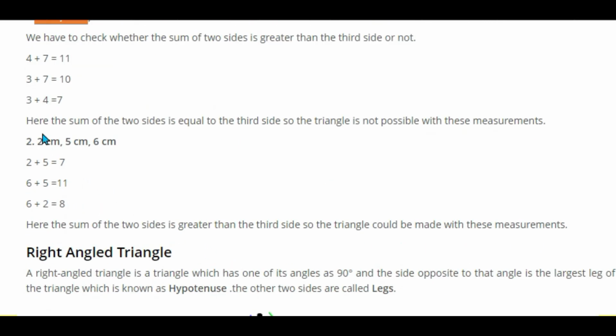Now next, take the example of 2, 5 and 6. The sum of 2 and 5 equals 7, and the third side is 6, so the first condition is true. If we talk about 6 and 5, 6 plus 5 equals 11, which is greater than 2, so this condition is also true. The third one is 2 and 6: 2 plus 6 equals 8, which is greater than 5. So again the condition is true. That's why we can say that 2, 5 and 6 are the sides of a triangle.